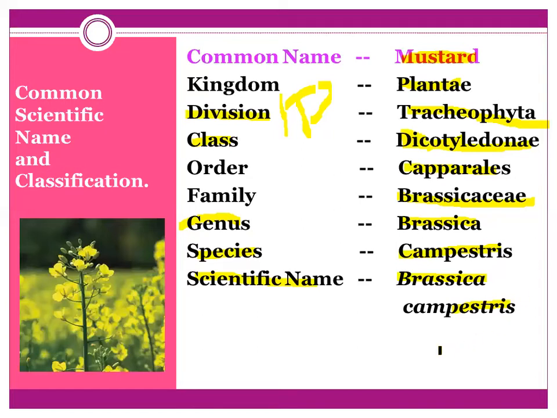What you have to do here is just learn the division, class, order, family, genus, and species. I am not asking you to learn the characters of Tracheophyta or Dicotyledonae as well. You just learn the names of their division, class, order, family, genus, and species. That's it.